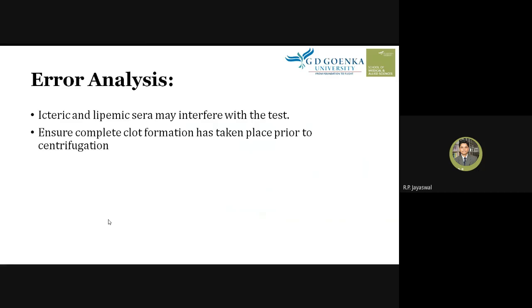Ensure complete clot formation has taken place prior to centrifugation. For the blood sample, the sample we need to take is the serum. So ensure that there is proper clot formation, then after that we can do the centrifugation process and separate the serum. Sufficient time should be given for the clot formation process.